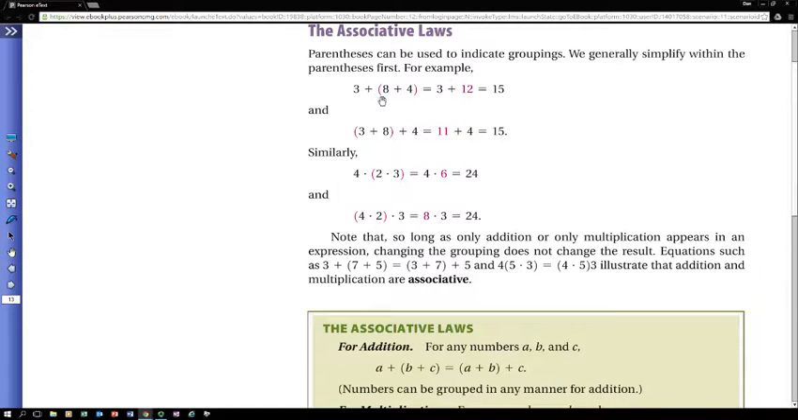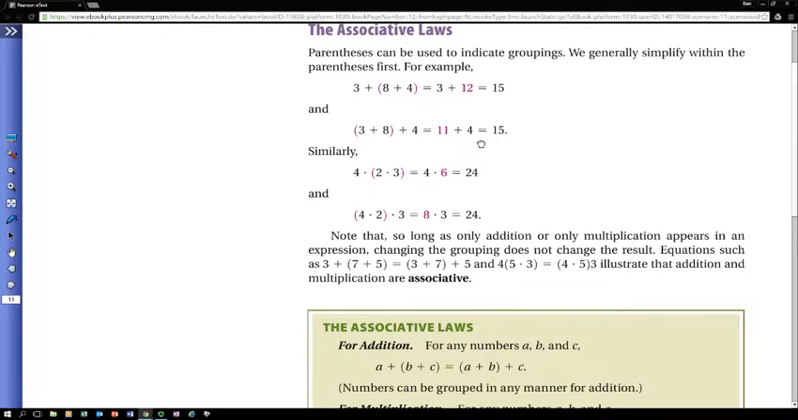Well, according to order of operations, when they give us this original thing, I'd have to do this addition in the parentheses and get this 12. And then I can do the next addition, which would be 3 plus 12 is 15. Well, if I change the grouping, it changes the order of operations, doesn't it? So now instead of getting this 12, I get this 3 plus 8, which is 11, right here. And then I still have to add the 4, and I still get 15.